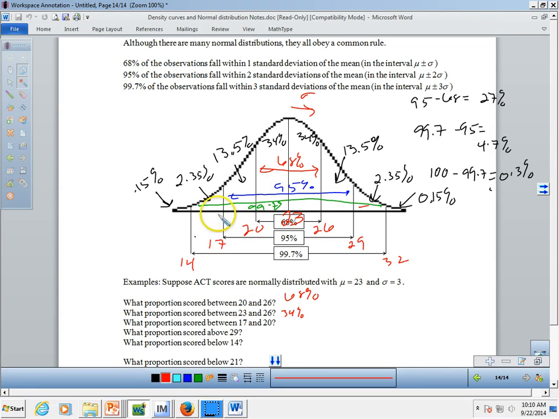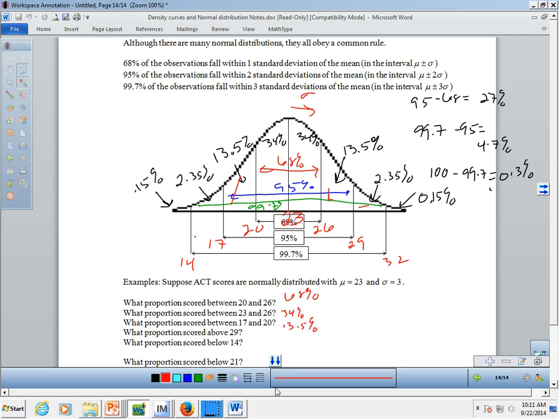What proportion scored between 17 and 20? Well, here's 17, here's 20, right? It's this area that is within 2 standard deviations, but I don't want this middle part, which is 68%. So that means that in this area and in this area, I've got 27%. And I don't even want the upper interval, I just want the lower interval. So I'm going to divide my 27% in half and get 13.5. So 13.5% of the individuals are in this interval.